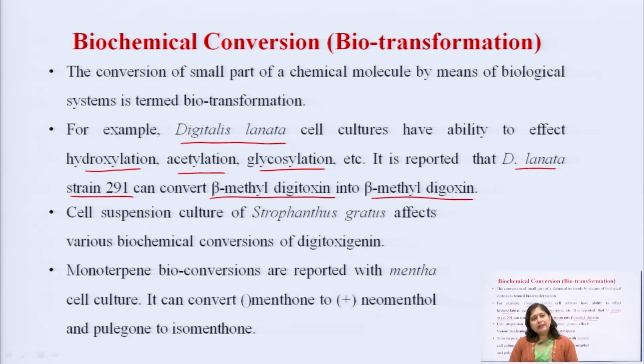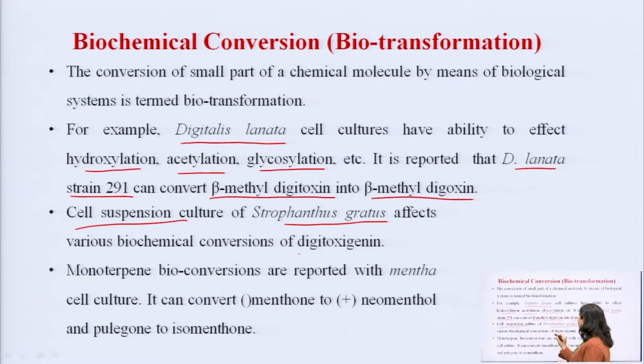Then another study said that when the cell suspension culture of Strophanthus gratus was done, we could easily make biochemical conversions in the molecule of digitoxigenin. Digitoxigenin is the aglycone of the cardiac glycoside digitoxin. So, we could convert digitoxigenin into digitoxin, and digitoxin, which is a secondary glycoside, could be used as a drug or as an API for various cardiac issues.